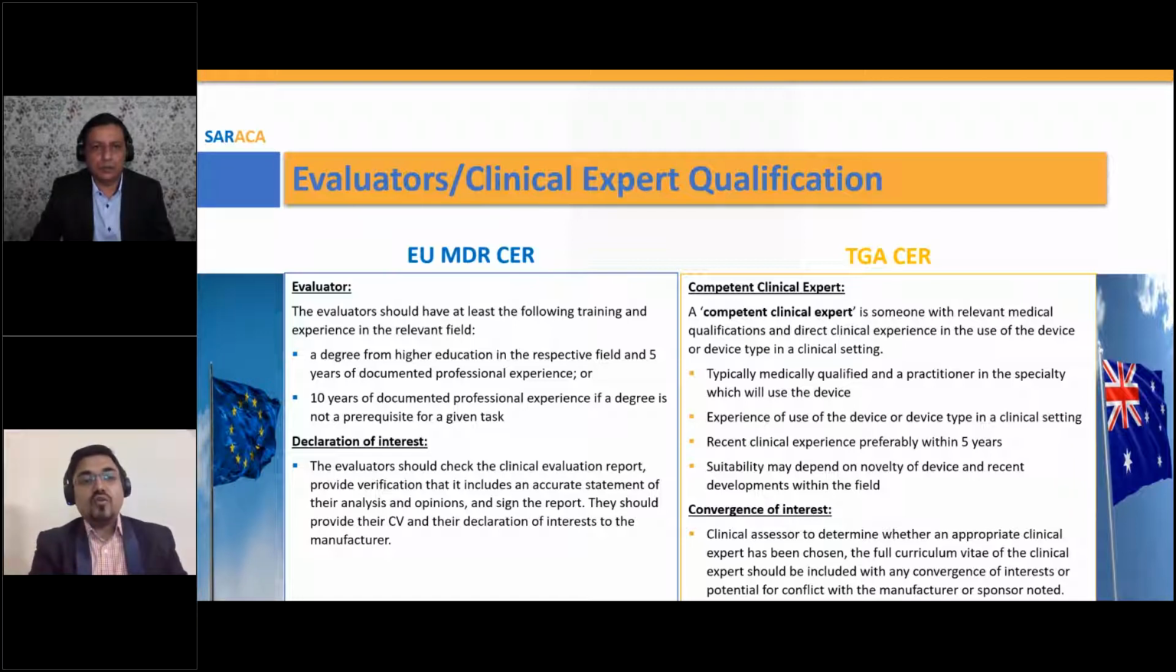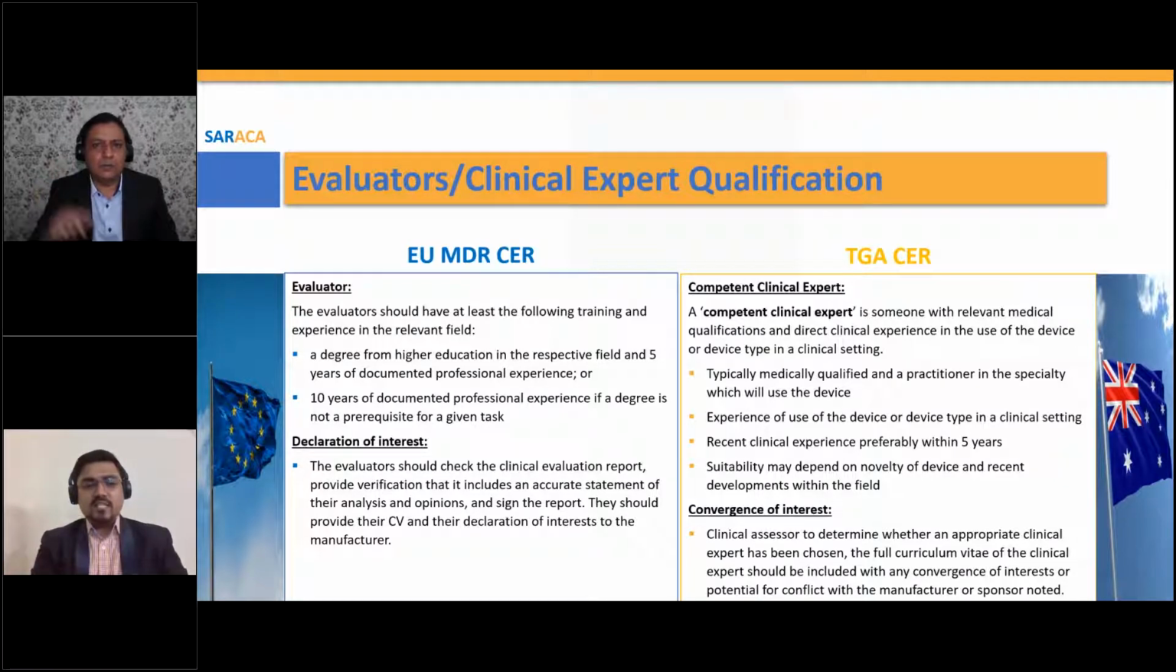So for MDR, if you have a minimum of 5 years of documented professional experience, then you can be an evaluator. Or if you don't have a documented professional experience, then you need to have 10 years of documented professional experience. That is if the degree is not a prerequisite for the given task, then you can be an evaluator. So MDR is more focusing on the years of experience, whereas the TGA is more focusing on the clinical and medical background of the person.